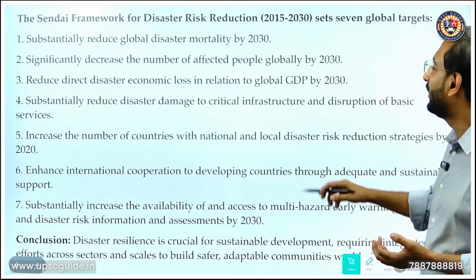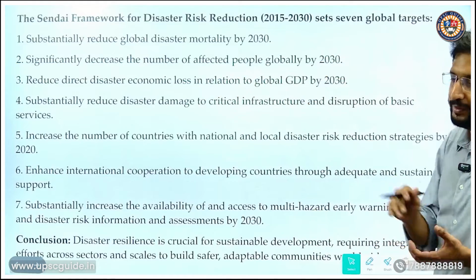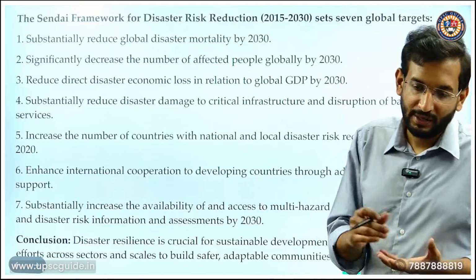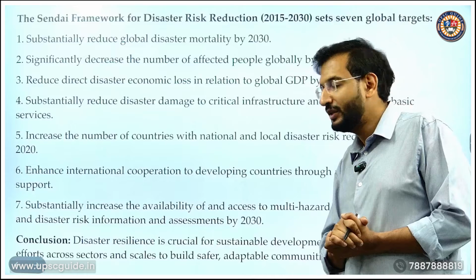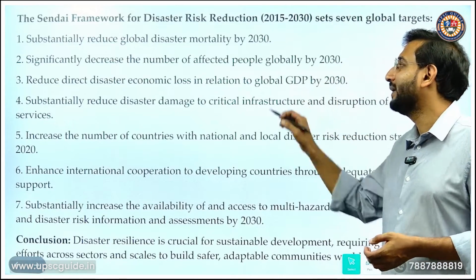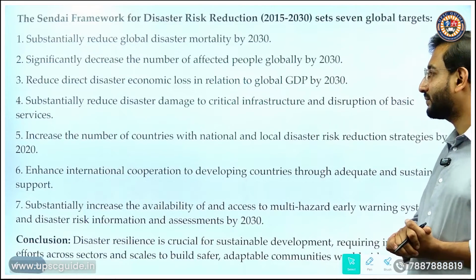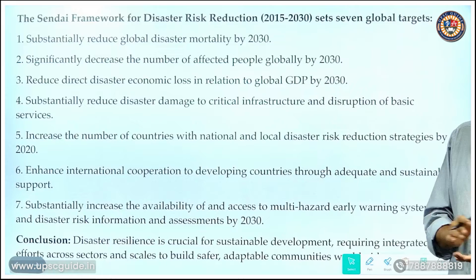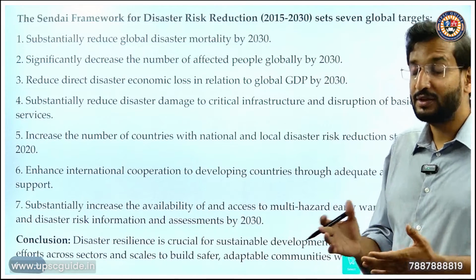Second would be decreasing the number of affected people, their displacement, their livelihood security, their nutritional security. This should be talked about secondly. Then thirdly, it talks about GDP, the economic loss. India faces almost 2 to 3% of GDP loss when a disaster occurs.